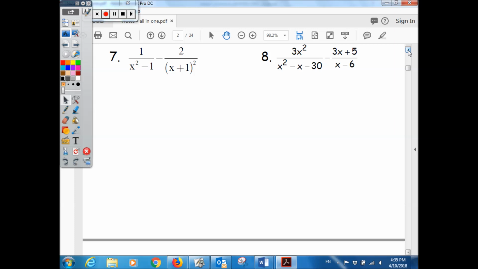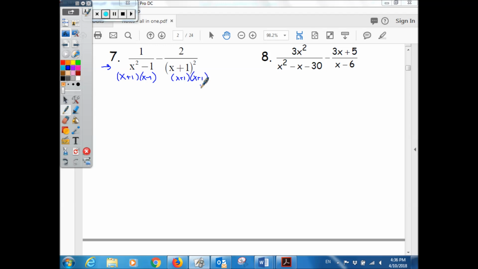Alright, number 7 is the same type of problem as number 6, except this time we're subtracting. We still need to get a common denominator, so I'm going to look at all the factors that are involved and find the denominator that includes all the factors of the current denominators. So the first one is x plus 1 times x minus 1. The second one is x plus 1 times x plus 1. So I need a denominator that has a combination of all those factors.